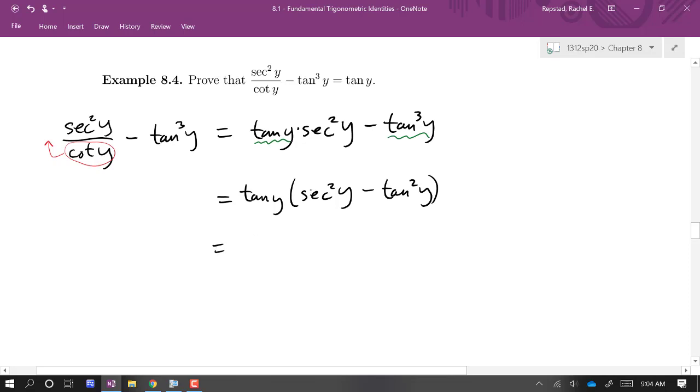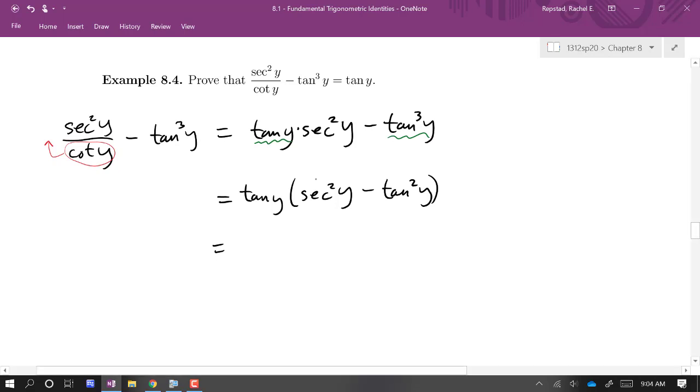Now look, I've got this expression that involves squares of trig functions. Maybe it doesn't quite look like Pythagoras yet, but I think that it could. Now there's more than one way to go about this.